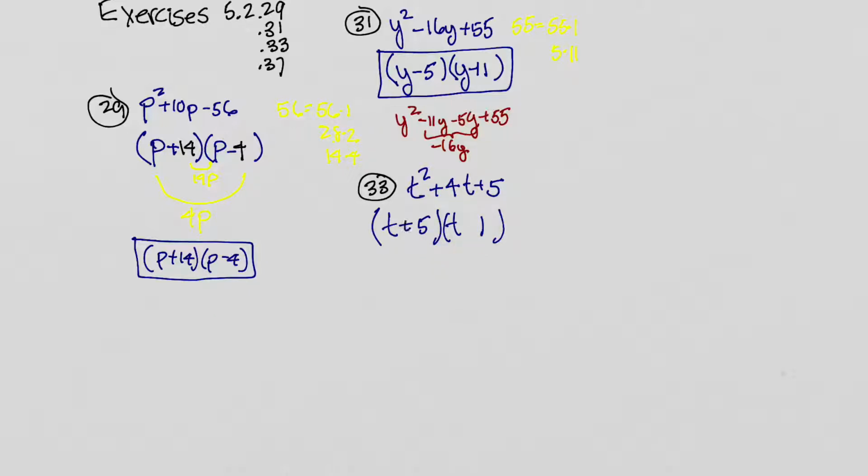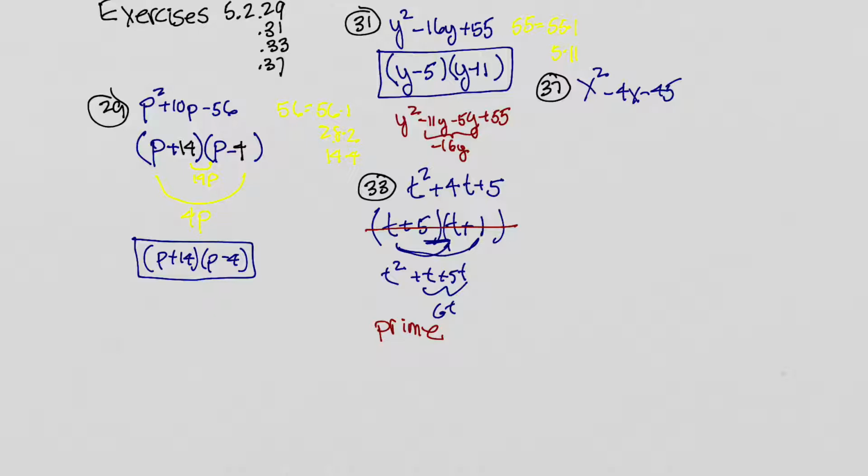But here's the problem. If we put a plus here and a plus here, this gives us the t squared, okay? The outer product gives us a plus t, but the inner product here gives us a plus 5t, and that's going to give us a 6t. And we're looking back here to get a 4t. So the 5 and the 1, that's the only way we can do this. So there's no other factors that we can use here. So that doesn't work, right? This one doesn't work. And there's nothing else to try. So we're going to say that this polynomial is prime.